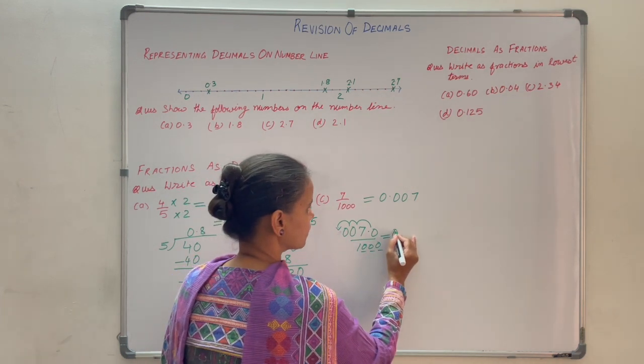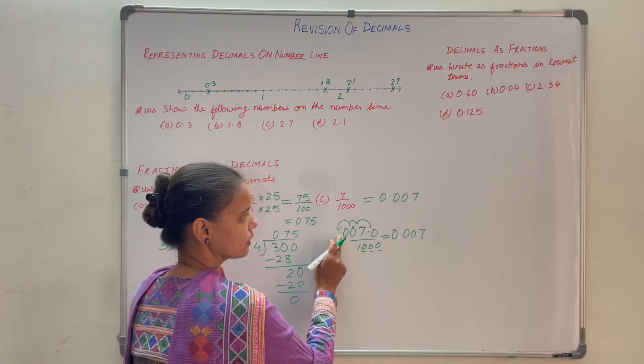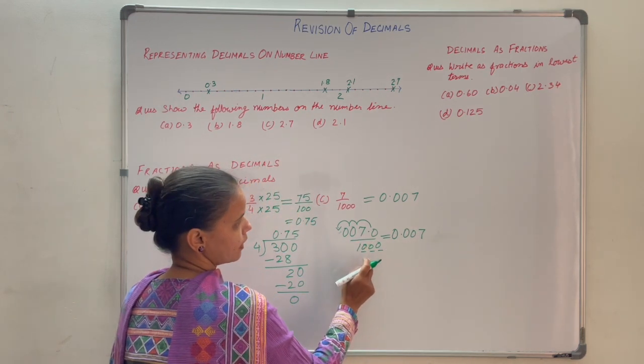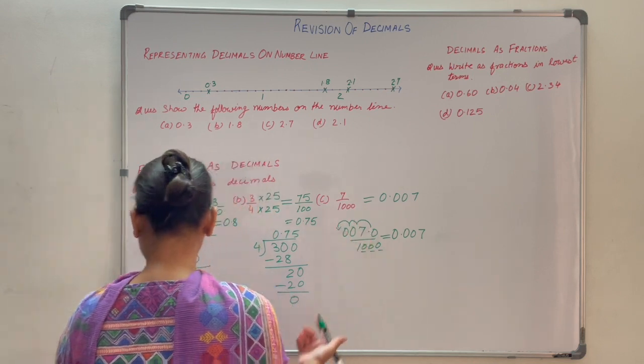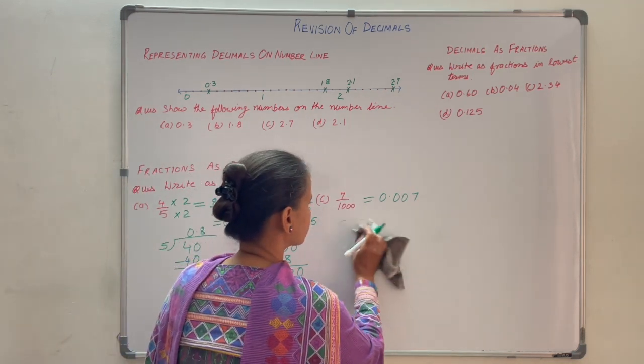So let us write it down. It is 0.007. It moves here. So this is how we divide by 1000. Or you can divide 7 by 1000. This division method works every time.